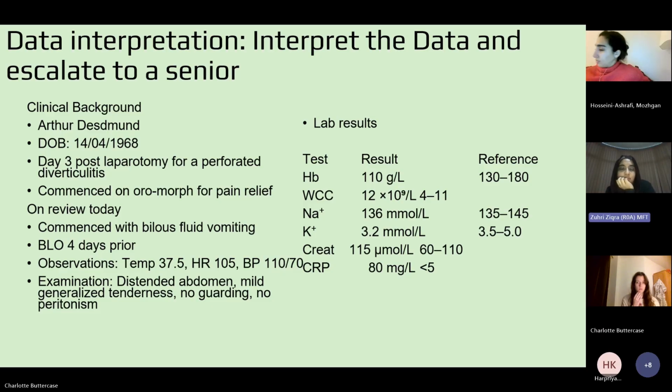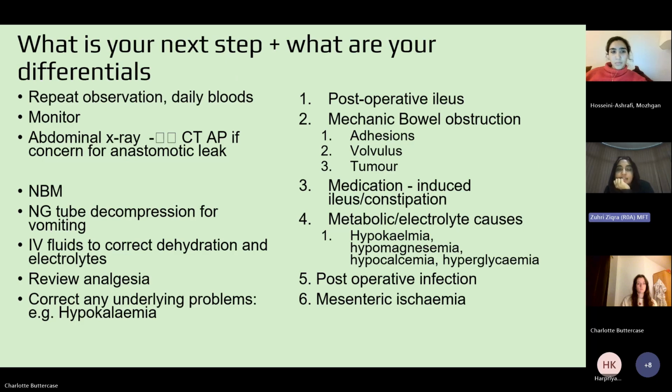Yeah, hyperkalemia, perfect, good. CRPs tend to be raised anyway. They are post-op, but it's raised, and the main thing there is the hyperkalemia. So if we move on, escalating, the next step is just the usual. Repeat your observations, daily bloods. You need an abdominal X-ray. You might consider a CT-AP if there's any concern for a leak.